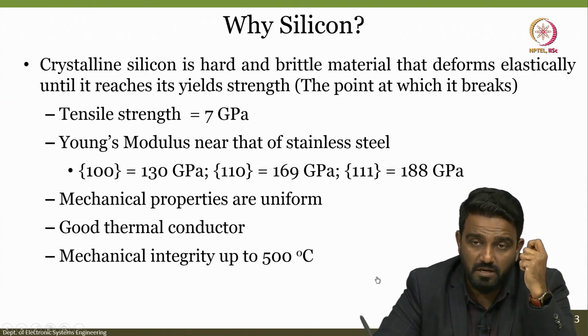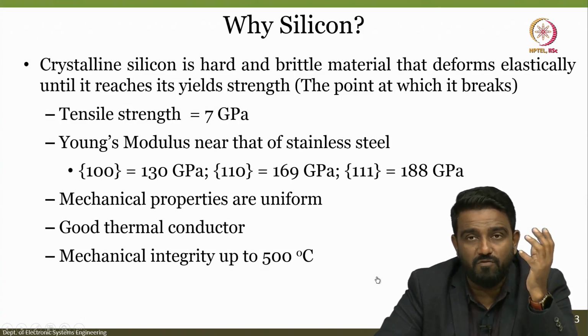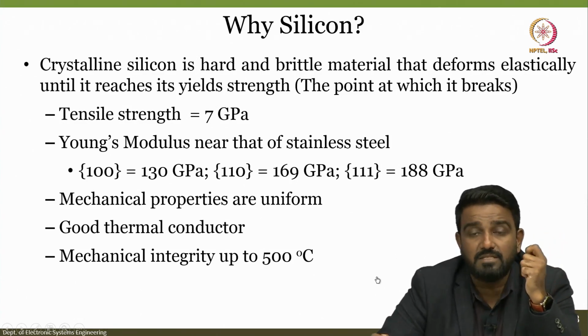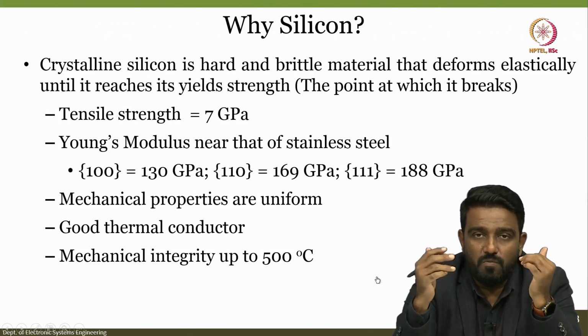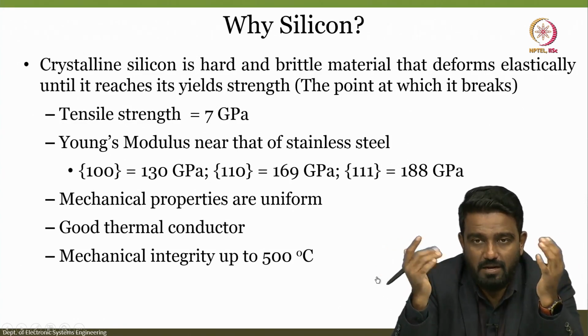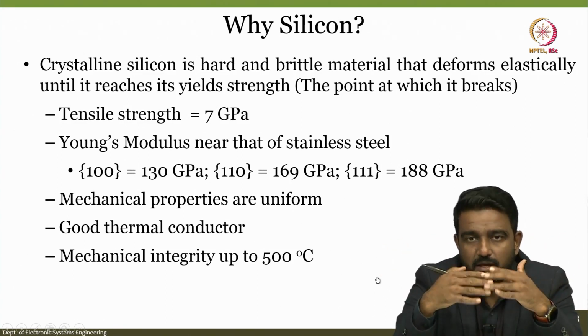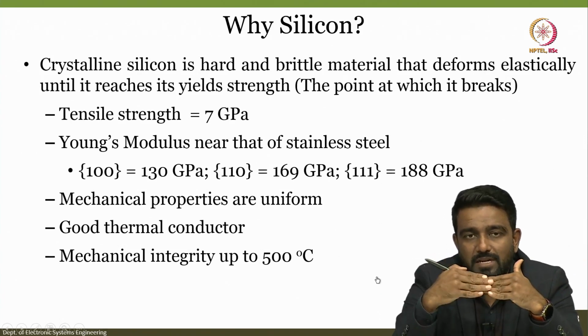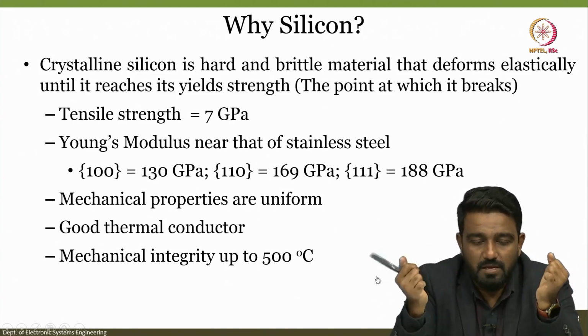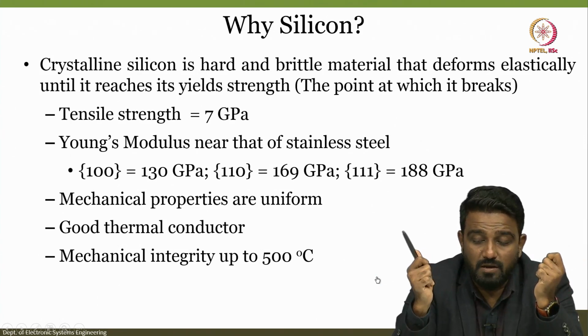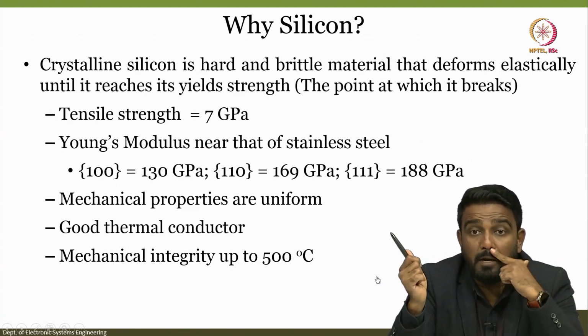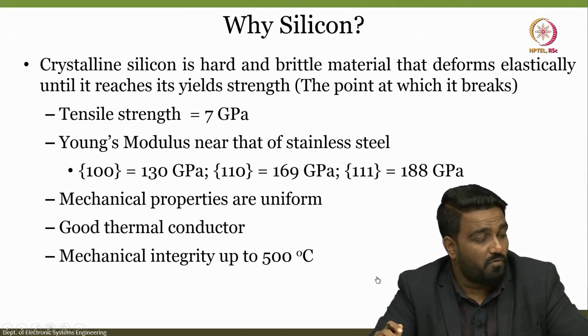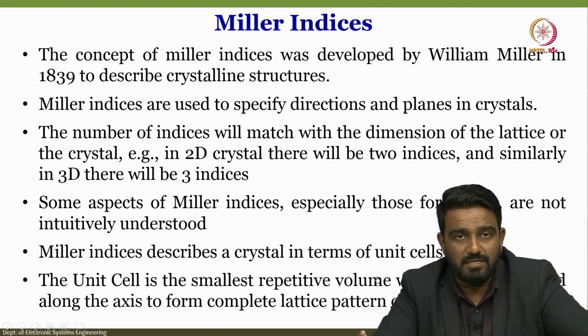Single crystalline silicon is a hard and brittle material that deforms elastically until it reaches its yield strength, the point at which it starts breaking. So, it is a hard but brittle material. Also, the tensile strength is about 7 gigapascal, Young's modulus about 188 gigapascal, the mechanical properties are uniform, it is a good thermal conductor, and it keeps mechanical integrity up to 500 degrees centigrade.